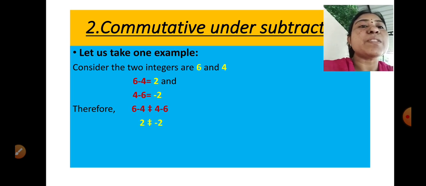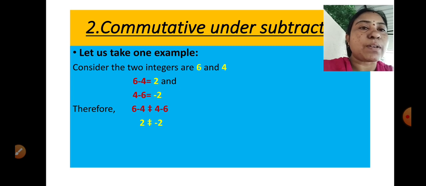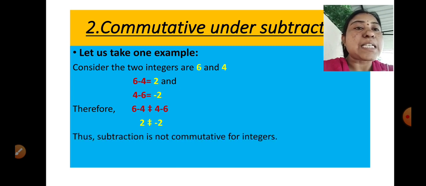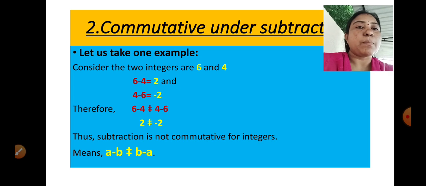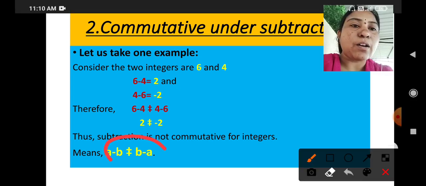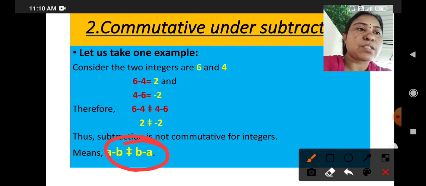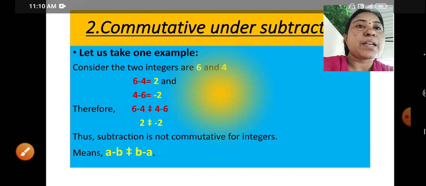That's why we can say that 6 minus 4 is not equal to 4 minus 6. The results are also not equal. 2 is not equal to minus 2. So, subtraction is not commutative for integers. Okay children? Now, a minus b is not equal to b minus a. Now, going to another one.